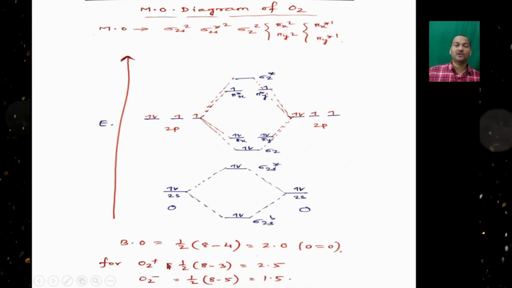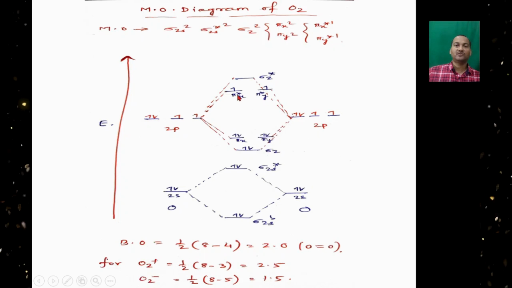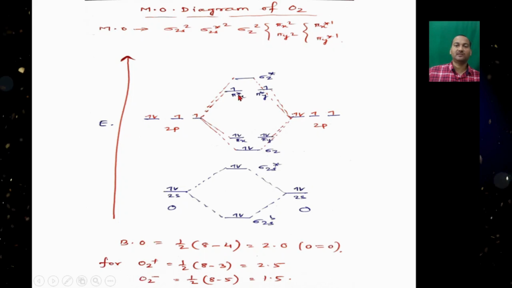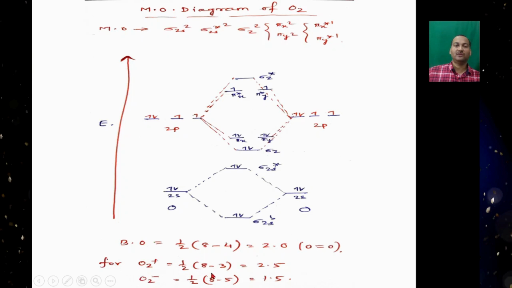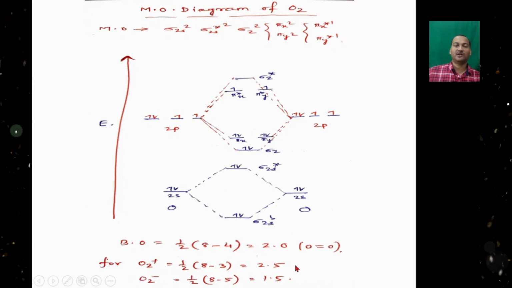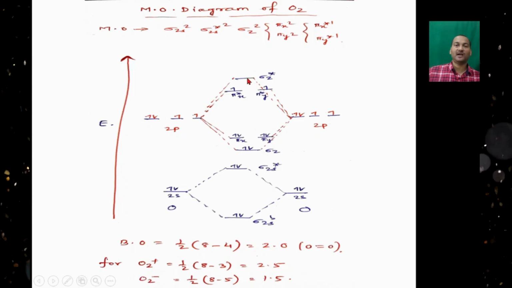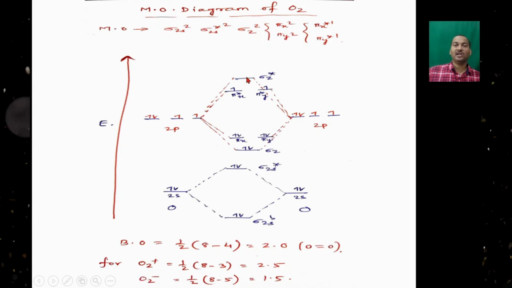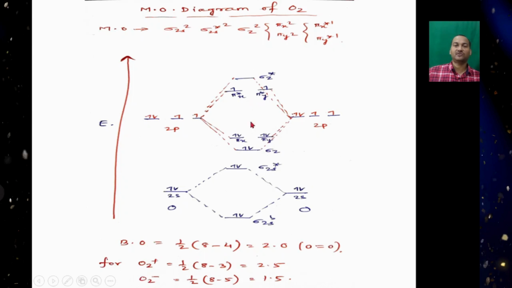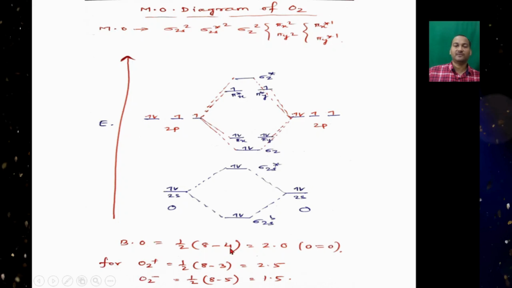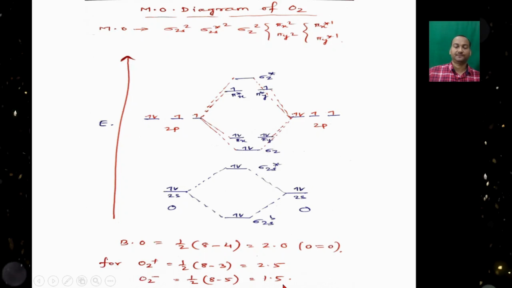Similarly for the O2 plus molecule, 1 electron will be lost from here, so the number of antibonding electrons reduces to 3. So here 1 by 2 into 8 minus 3, that is 2.5. Similarly for O2 minus, 1 extra electron will be added to the antibonding MO, so the number of antibonding electrons increases to 2 plus 3, 5. So 8 minus 5 by 2, that is 1.5.